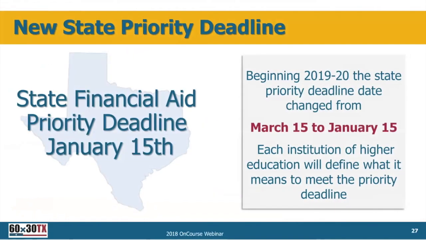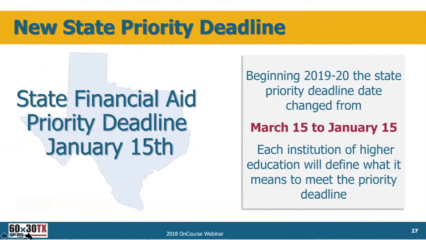So let's move on to the new state priority deadline. Hopefully you've heard about this change. It did go into effect this year. What that means is that for next fall, the 2019-2020 year, for your fall high school seniors, the deadline to submit their application is going to be changed from March 15th to January 15th. So that is coming up in the next few months. That means that the FAFSA that was just released in October or the TASFA can be submitted now.